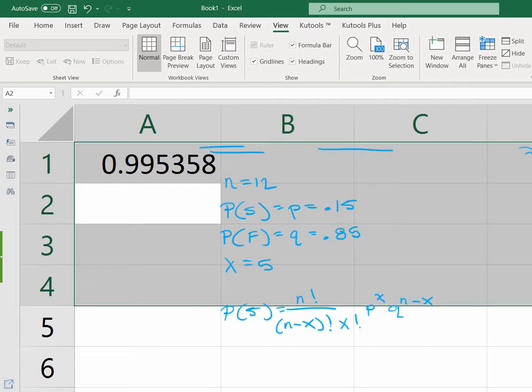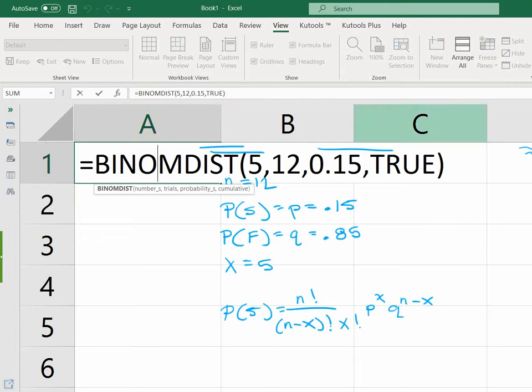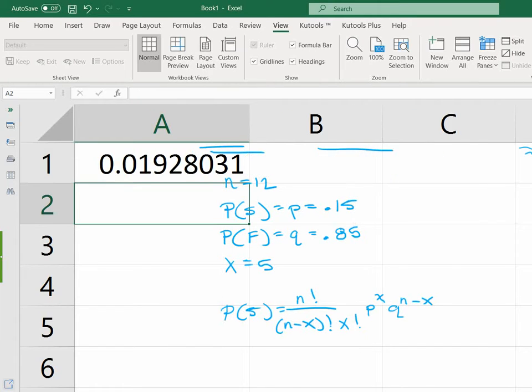Nope, we must want... So cumulative, what that would mean is, you saw it was like 0.99. What that would mean is probability of getting 0, and then probability of getting 1, and then 2, and then 3, and then 4, and then 5, and then adding all those up. So we actually want this, I think, to say false. Yeah. Okay, so false is what we're looking for there.